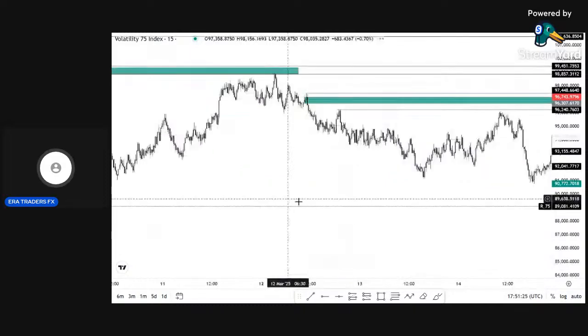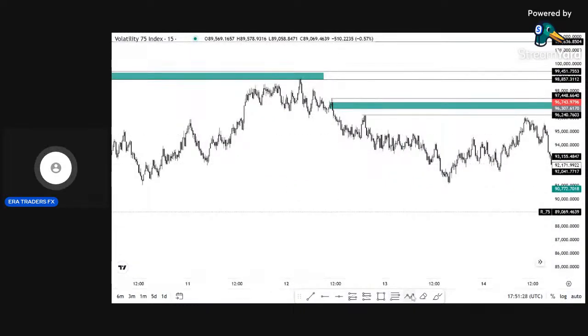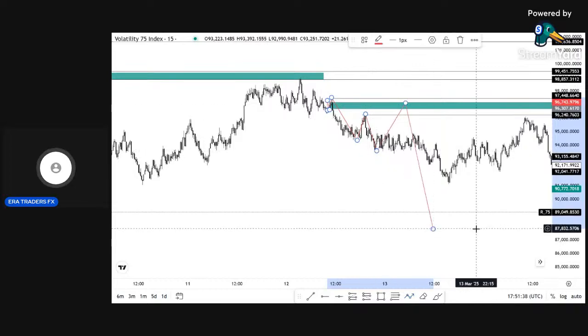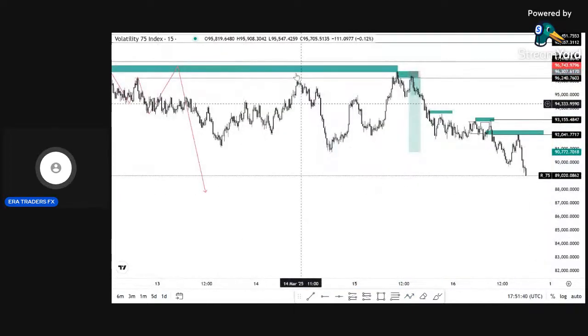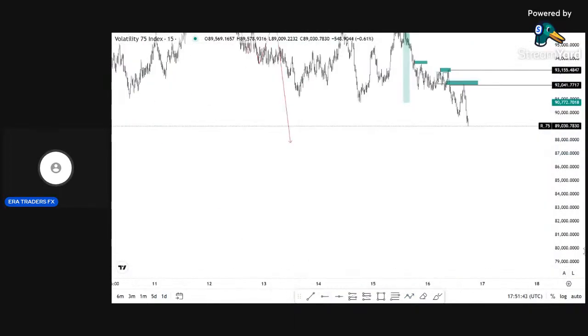So what I'm basically saying is, see what we looked at for here again. A similar thing: a sweep of the high, break of structure, second break of structure, and price will need to come back here and take it out. So that's what happened there. This sell has been missed.